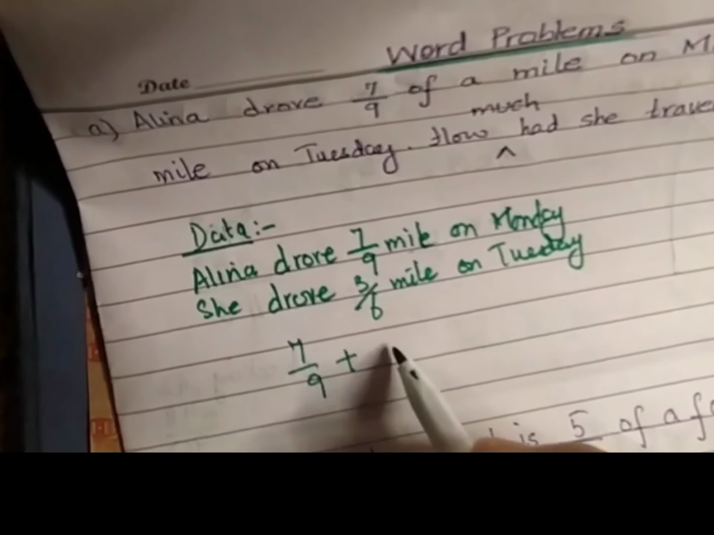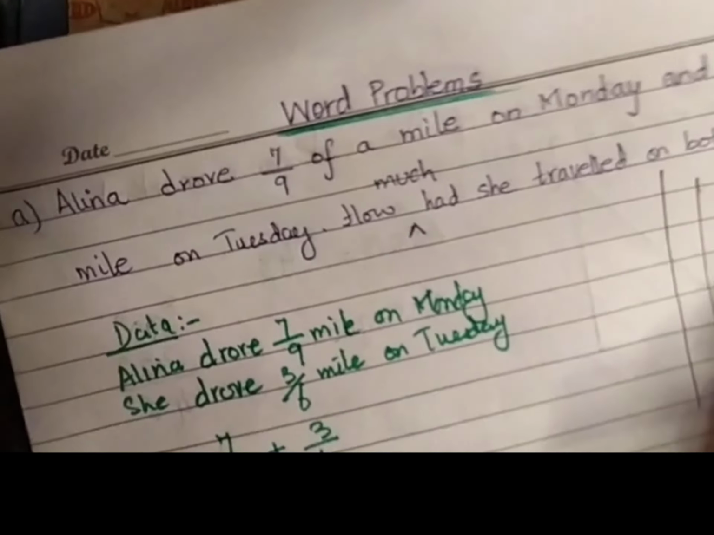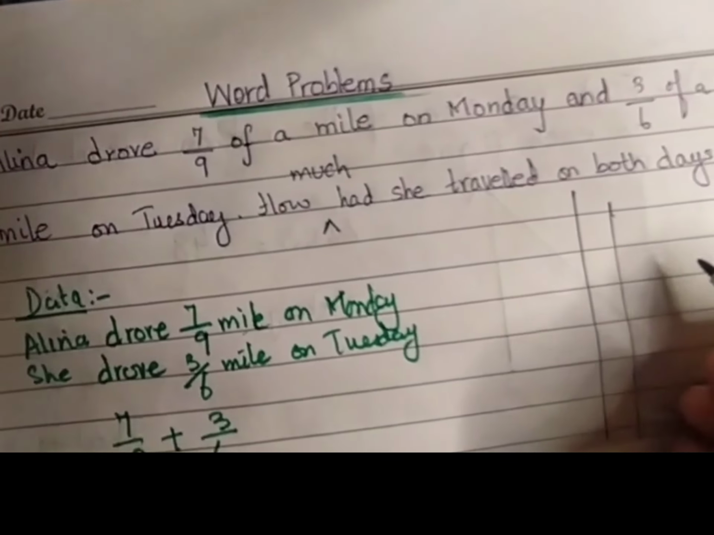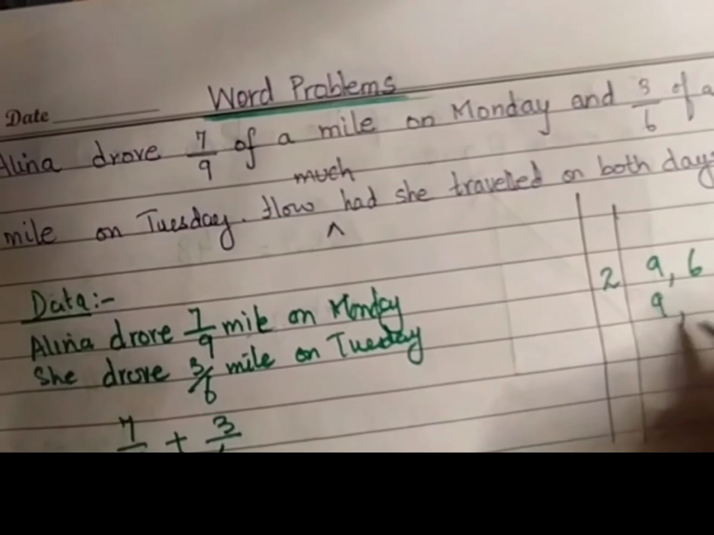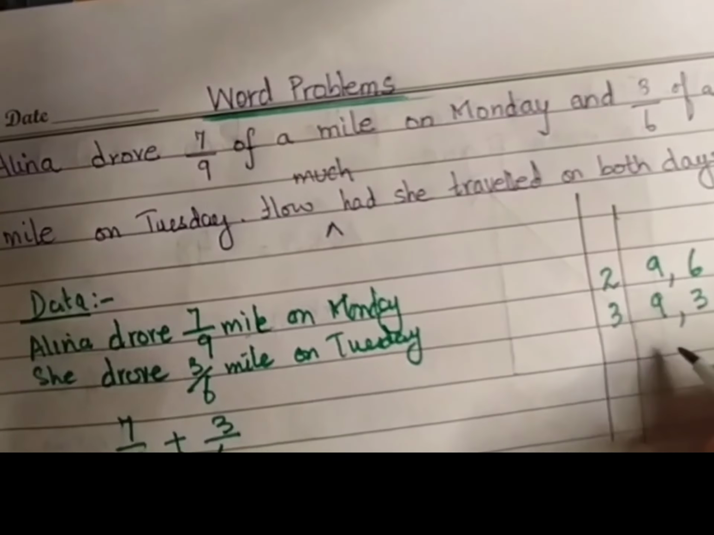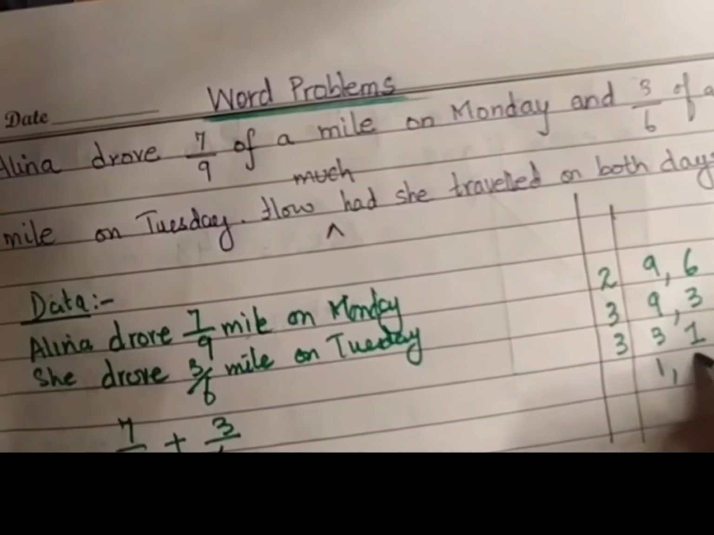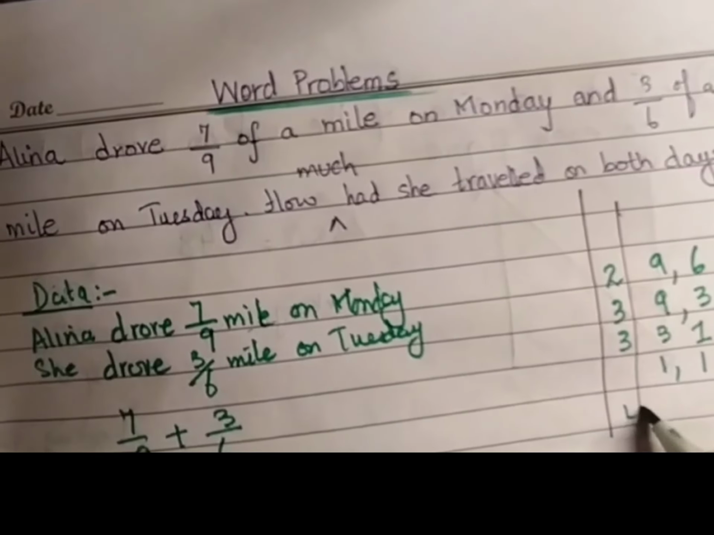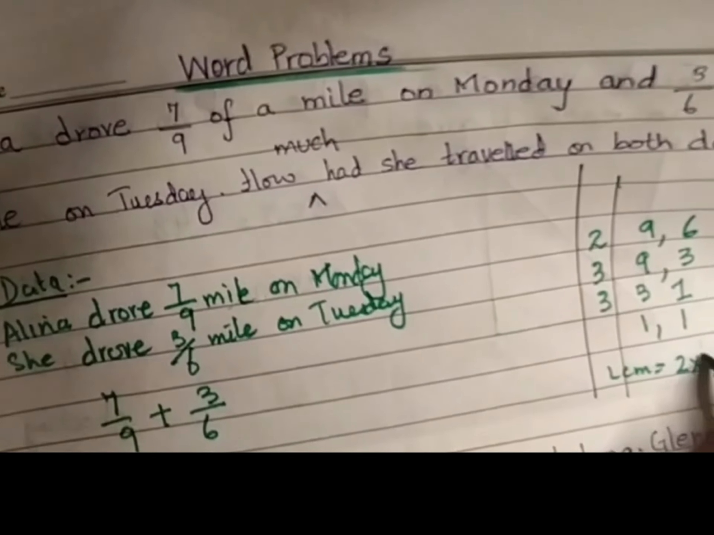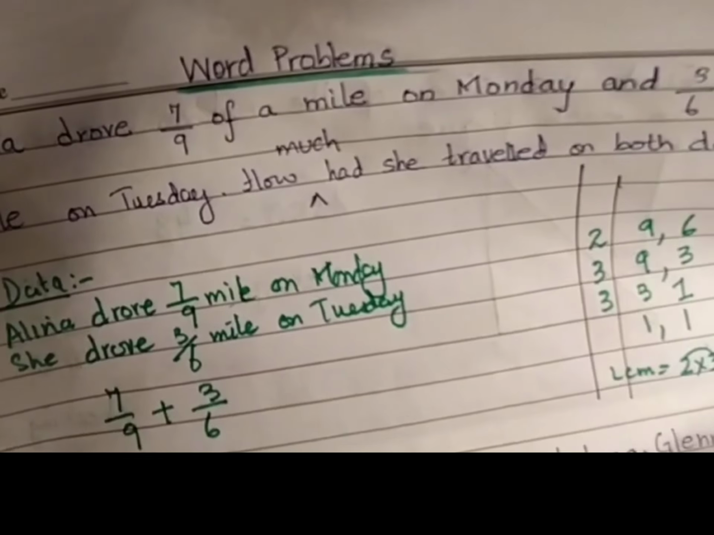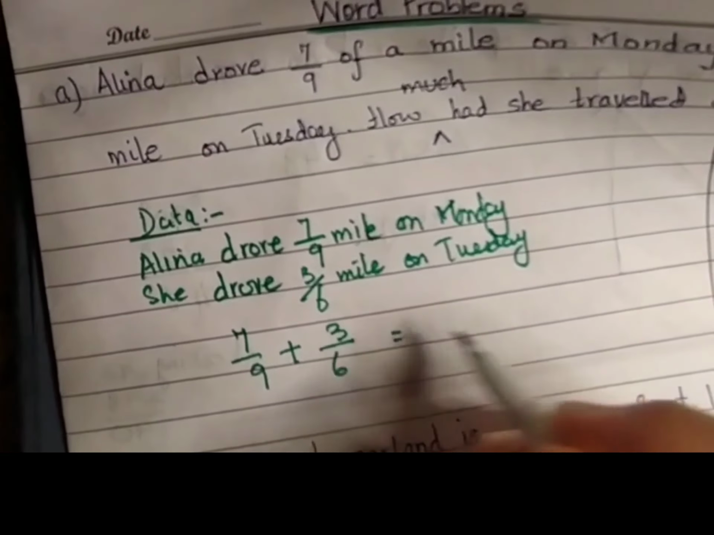7/9 plus 3/6. We have two different denominators, so we have to find their LCM. LCM of 9 and 6. Let's start from 2, drag the 9 down, and 2 3s are 6. Now let's take 3. 3 3s are 9. 3 1s are 3. Again 3 1s are 3, and bring the 1 down. So the LCM will be equal to 2 multiplied by 3 multiplied by 3. 2 3s are 6, 6 3s are 18. 18 is our LCM. So I'm going to write down my working here.